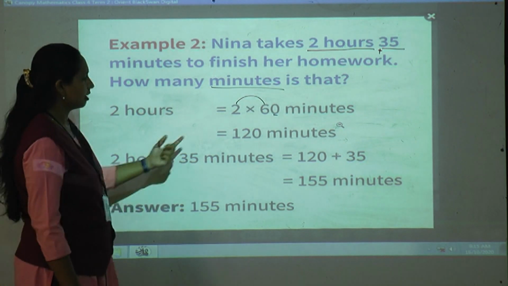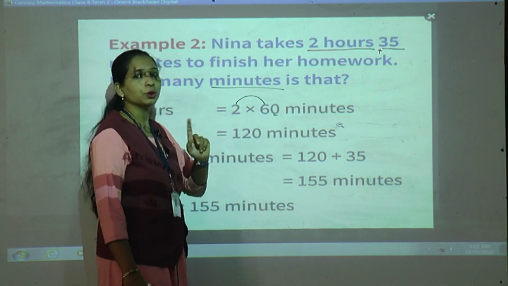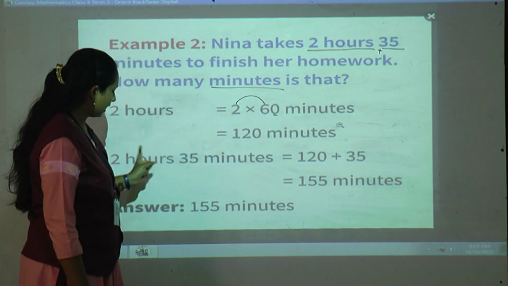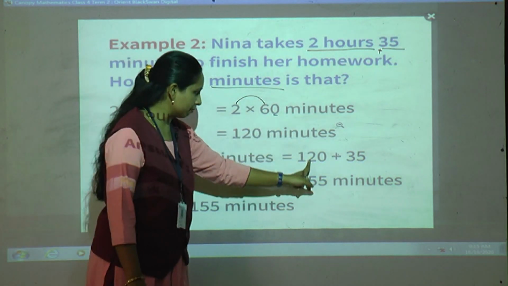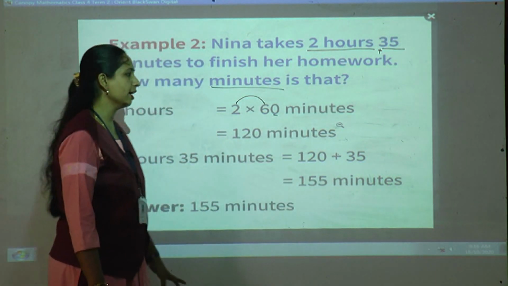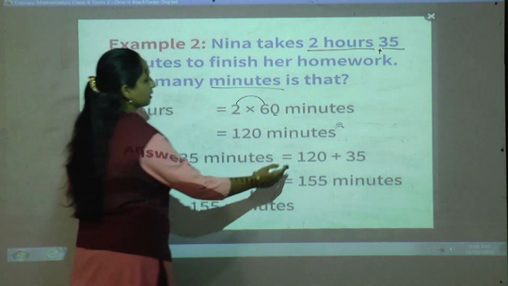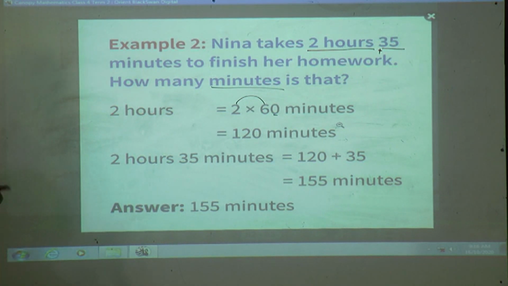And here we have not completed. Already they had given some minutes also. We have to add those minutes also. So write again, 2 hours 35 minutes is equal to 120 minutes of 2 hours plus 35 minutes, whatever they had given already. Now when we add both numbers together, we get the answer 155 minutes. So how many minutes is that? 155 minutes. Clear? Yes, very good.